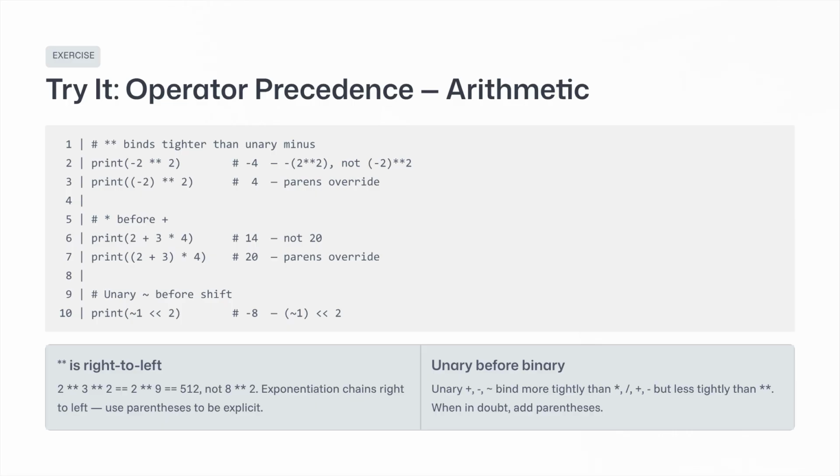Tilde binds tighter than shift, so it's tilde 1, left shifted by 2. Tilde 1 is -2, then -2 left shifted by 2 is -8. Two key rules. Double star is right to left: 2 ** 3 ** 2 is 2 to the 9th, which is 512, not 8 squared. And unary operators bind before binary operators, but less tightly than double star. When in doubt, add parentheses.